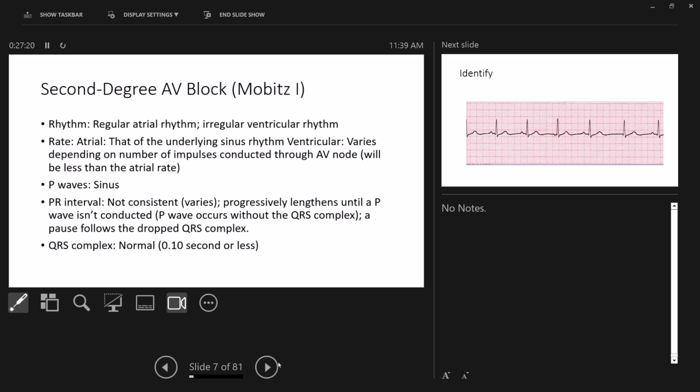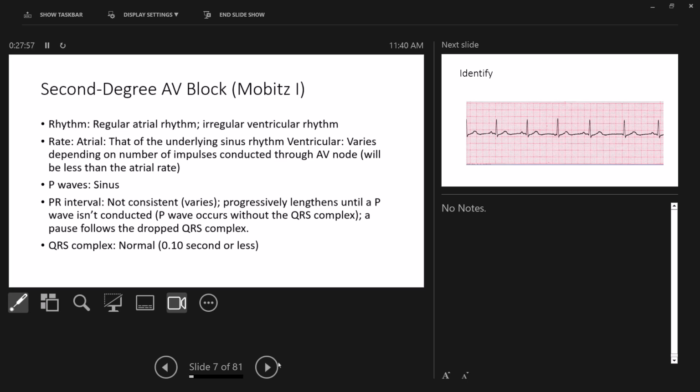So when we're looking at first degree, remember the criteria for a first degree block is what? Greater than 0.2 second PR interval. That, and what else about the PR interval? It's constant. So it's greater than, not greater than or equal to, greater than 0.20 seconds, and that PR interval, if you measure it across that 6 second strip, it doesn't change. It is consistent, okay?